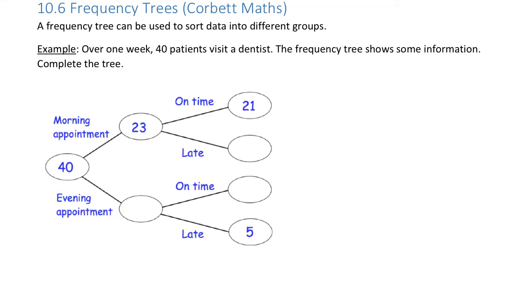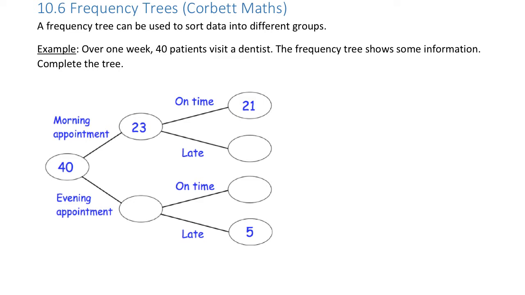10.6 Frequency trees. A frequency tree can be used to sort data into different groups. It's similar to a Venn diagram, but just laid out slightly differently. So over 1 week, 40 patients visit a dentist. The frequency tree shows some of the information.